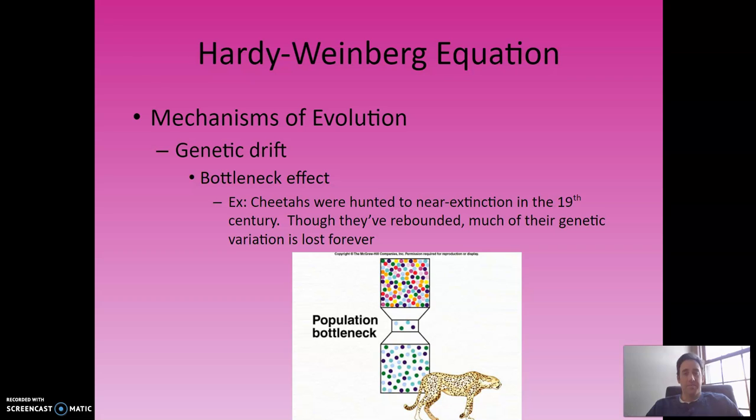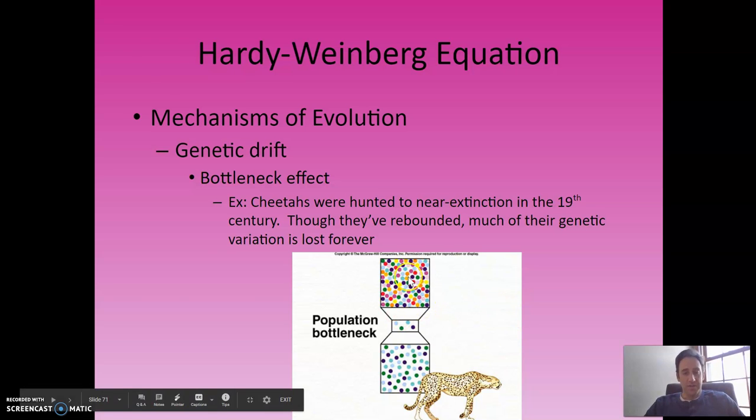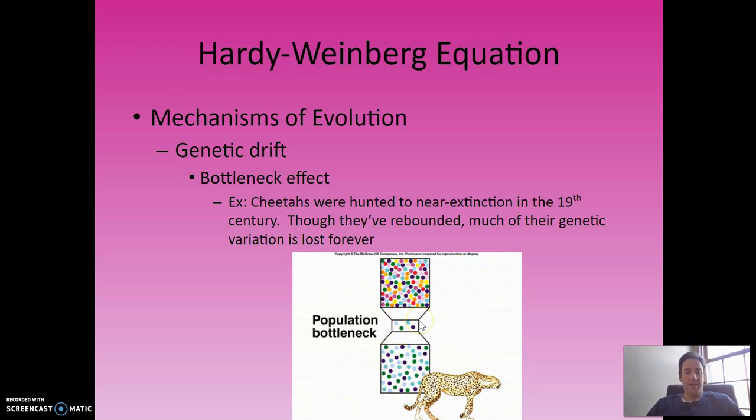Cheetahs are a great example of this. They were hunted to near extinction in the 19th century. And even though they've rebounded in population numbers, a lot of the genetic variation that was killed off in the 19th century was lost when they passed through that bottleneck. And so even if we can save endangered species, unfortunately, we've lost a lot of the genetic diversity already. It's kind of a downer.